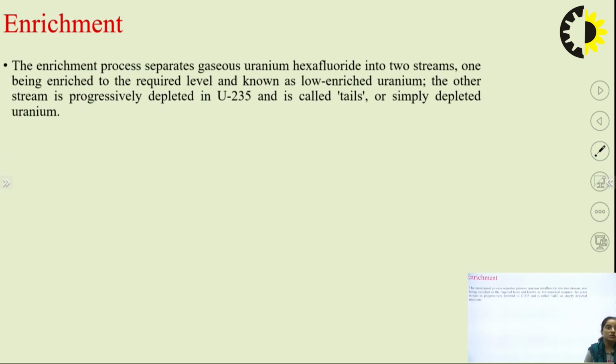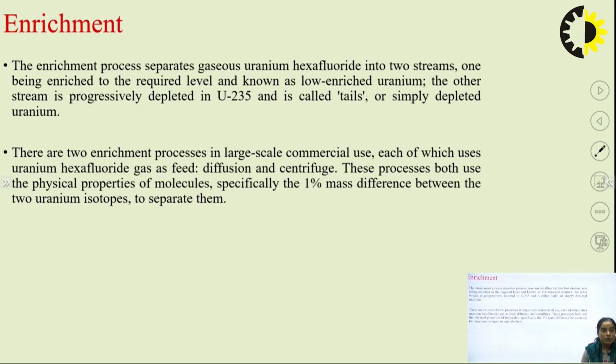Next is the enrichment process. The enrichment process separates gaseous uranium hexafluoride into two streams, one being enriched to the required level, known as low enriched uranium, and the other stream progressively depleted in U235, called the tails or simply depleted uranium. There are two enrichment processes in large commercial scale use, each of which uses uranium hexafluoride gas as feed: diffusion and centrifuge.